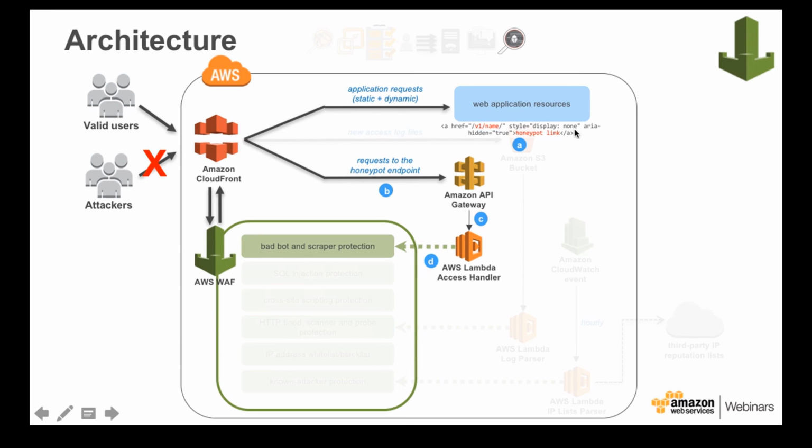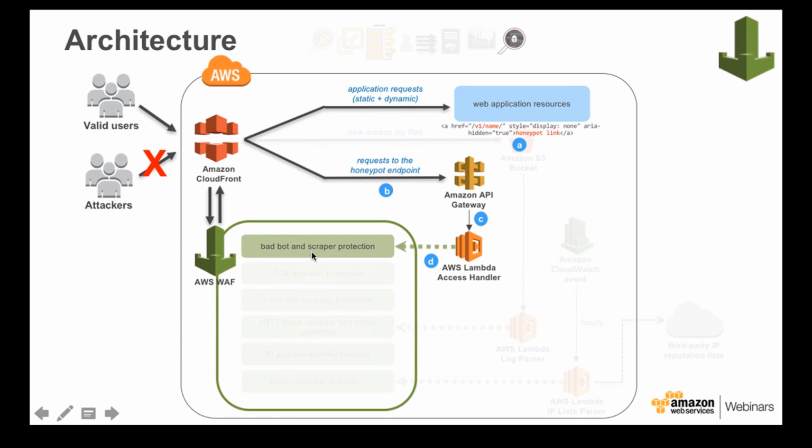And to avoid well-known bots or good bots accessing this link, we can configure robots.txt to say for good bots, don't access this trap endpoint. At the end of the day, bad bots won't respect what we define in robots.txt and will access the trap endpoint anyway. And when they do that, they will be blocked.